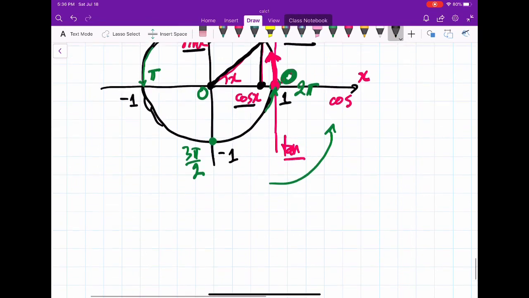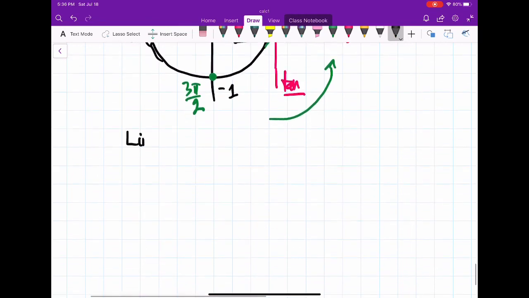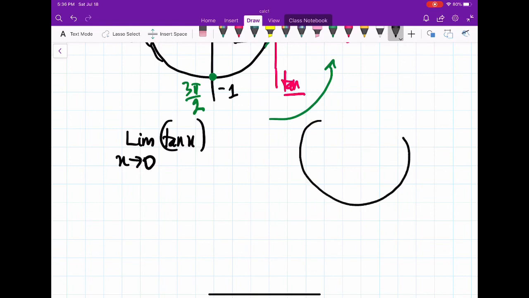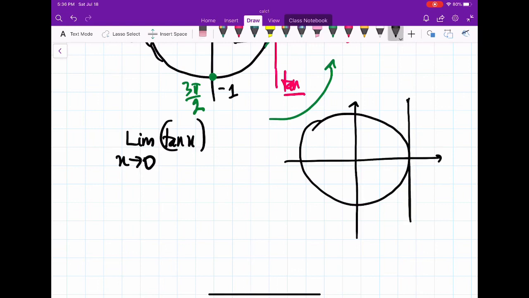Let me consider some example in here. I want to consider the limit of tangent when x approaches 0. So I want to use the unit circle. Look at this. Let me draw another one. Each time, I know the tangent is right here. That is my tangent. x approaches 0. 0 is right here.